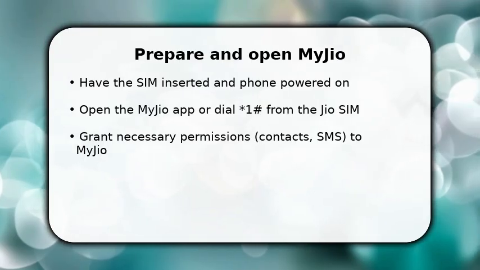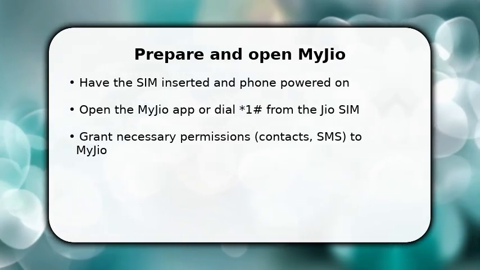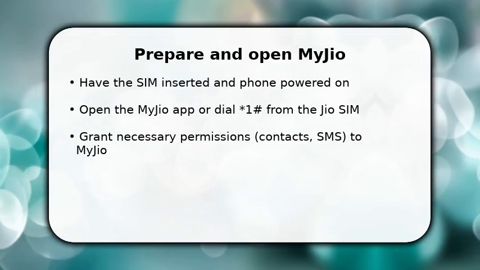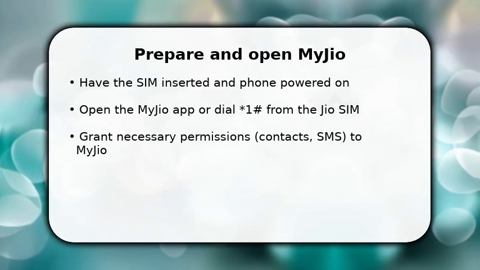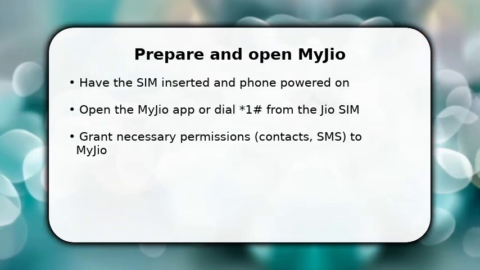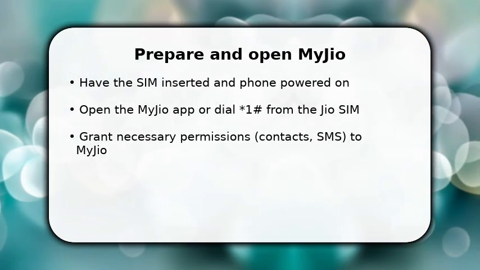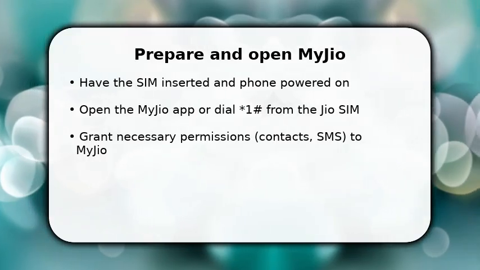If you prefer a faster check instead, dial *1#. That gives instant info without the app. Once done, note which method you used. The app shows the number in profile while the USSD reply displays it on screen. Keep your phone unlocked for the next step.